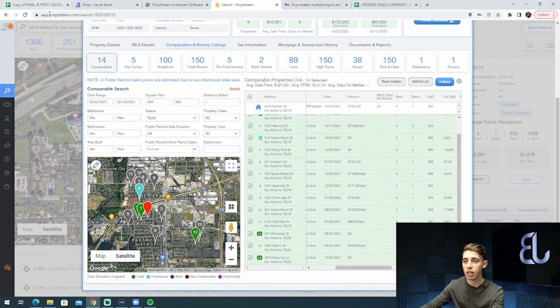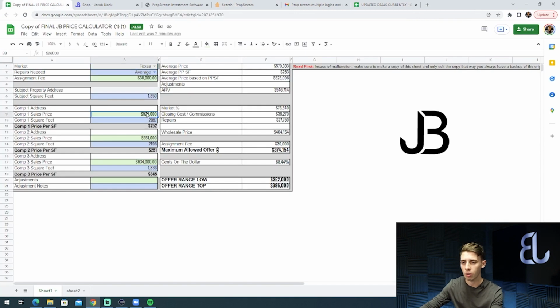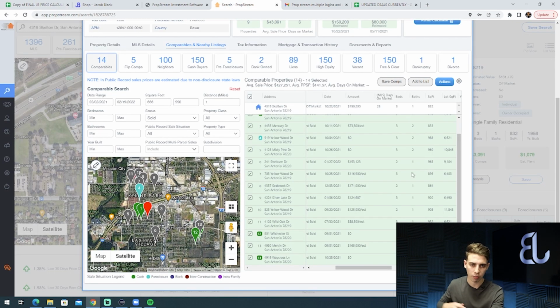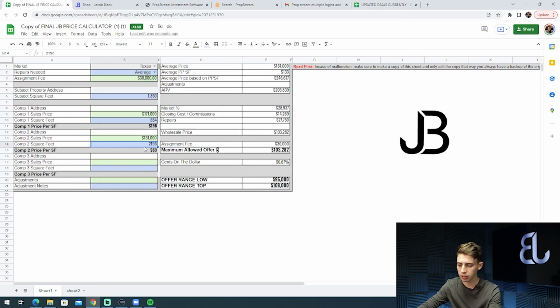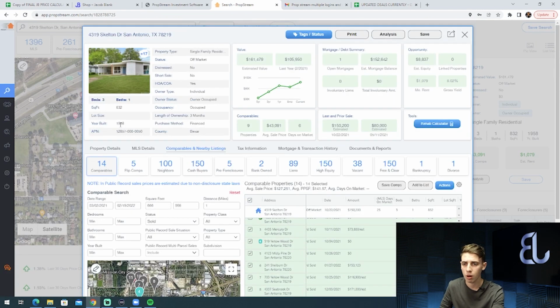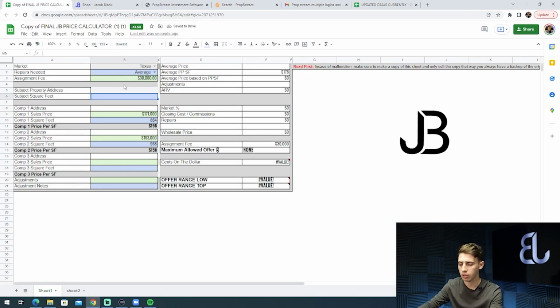The 171 is 864 square feet. So 171, 864, and then the other one was 151. We're going to delete out that other one from the last one. Now let's go grab that square footage. My bad, 153, 968 square feet, it's 153,000. Now we just need the subject property square footage. We'll scroll up right there, and ours is only 832 square feet.